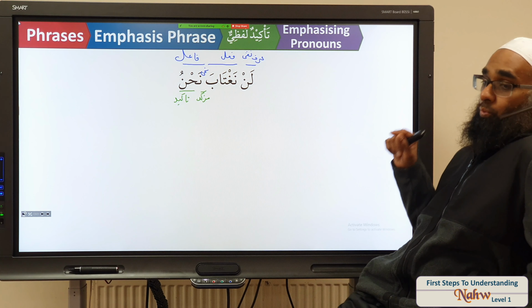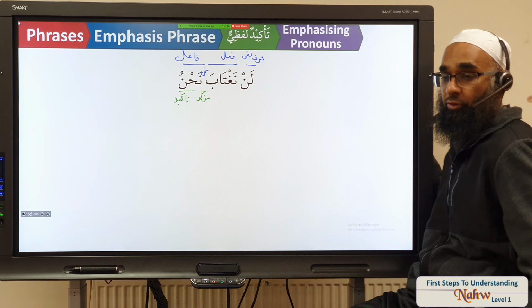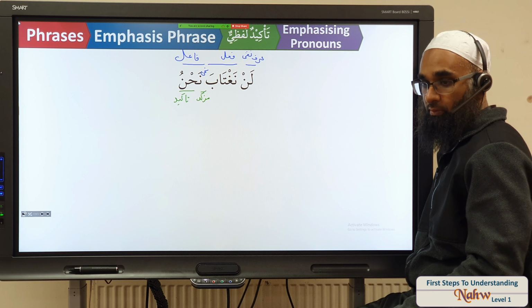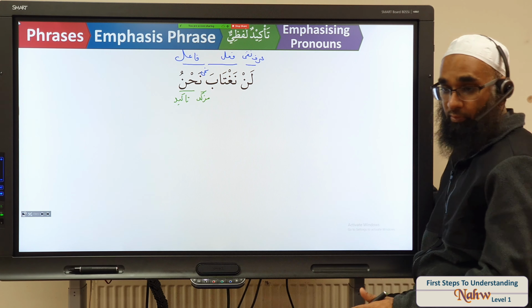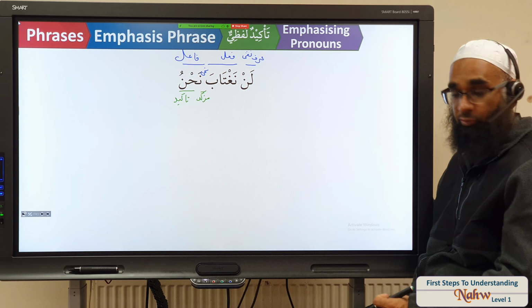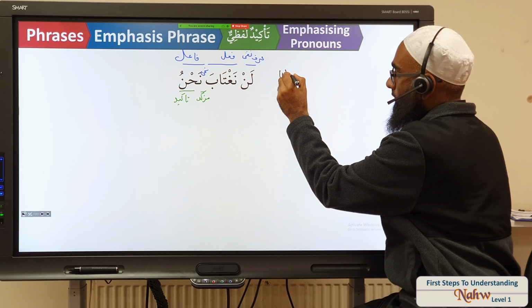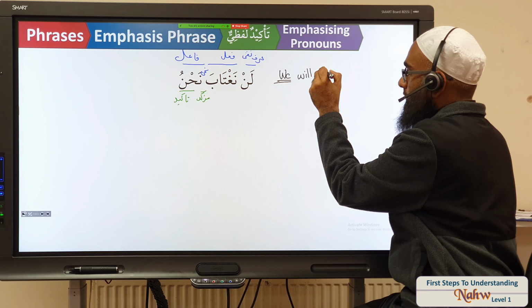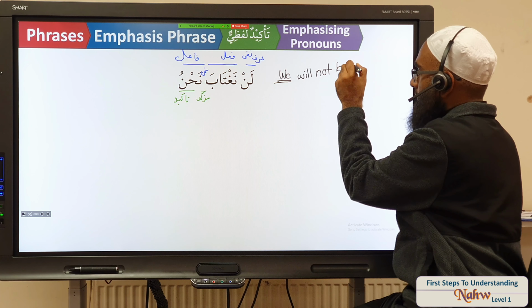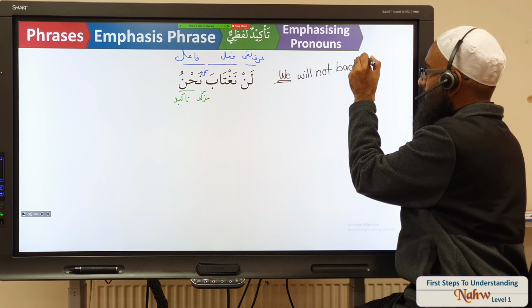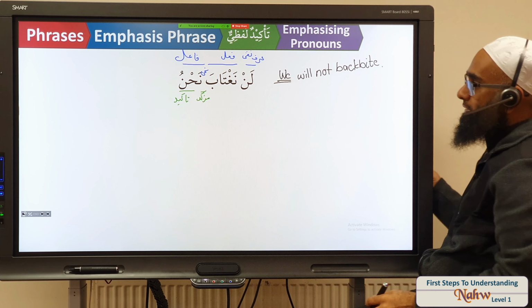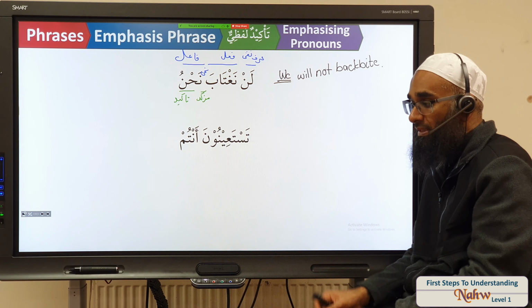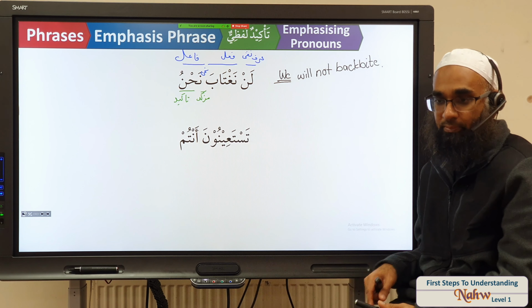How would I translate this? Lan is not what? What does lan create? Emphasis of which tense? Mustaqbil, future. So we say here, we will not backbite. We will not backbite. So there is emphasis on the we. Understood?